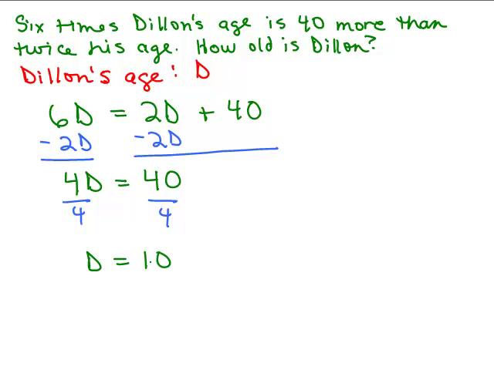Remember, we're asked for how old he is. We don't want to leave that as D equals 10. We want to say Dylan is 10 years old.